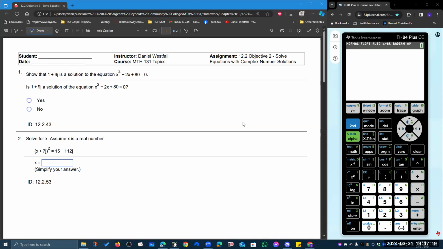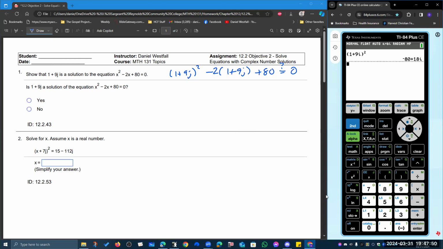Let me go ahead and stick in 1 plus 9j in for x, and ask, is that equal to 0? If it doesn't equal 0, if it equals anything else, it's not a solution. So let's square 1 plus 9j with our calculator.